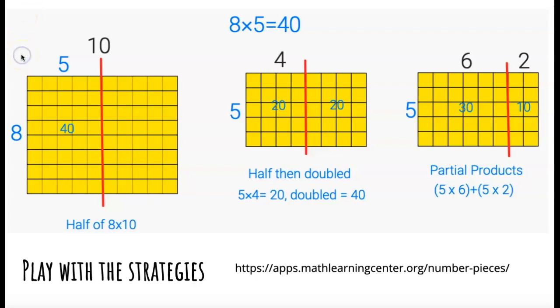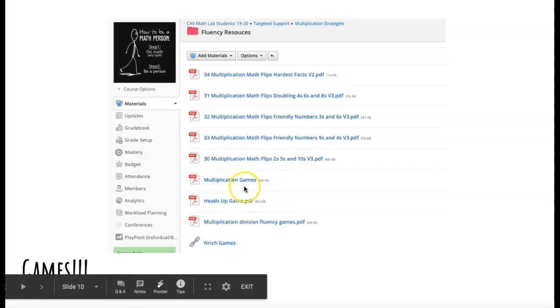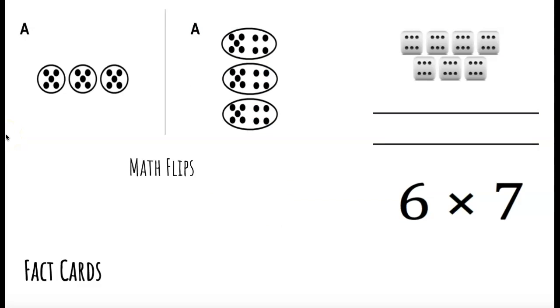Another way to help with your memorization is games. And if you go over to the CAV Math Lab course on Schoology, in the targeted support and the multiplication strategies folder, you'll find some fluency resources. And here we have lots of resources for games. We have a heads up game that's really popular in the math lab and lots of other games here that you can play. Also in the CAV Math Lab course, you'll find some cards that are called math flips.